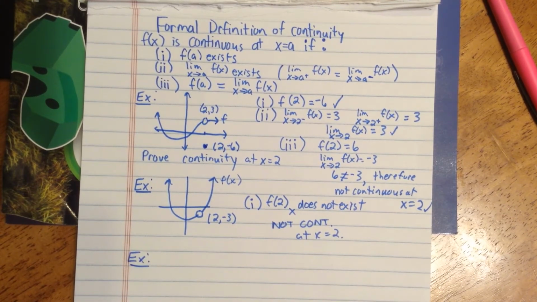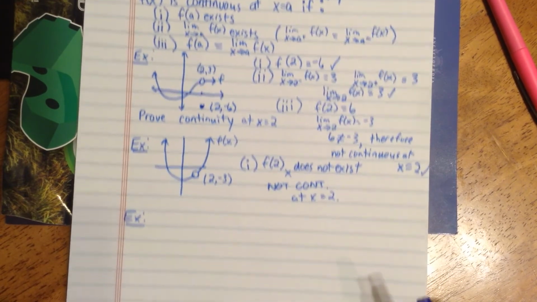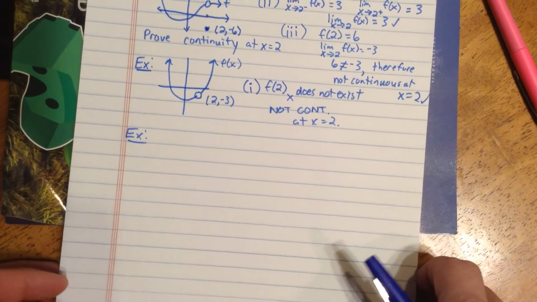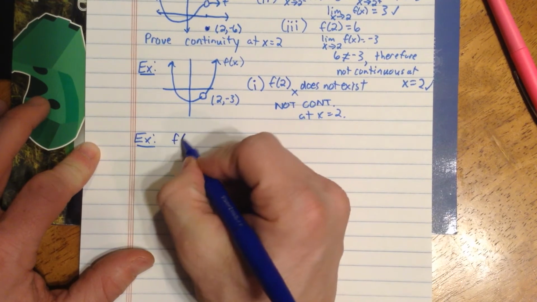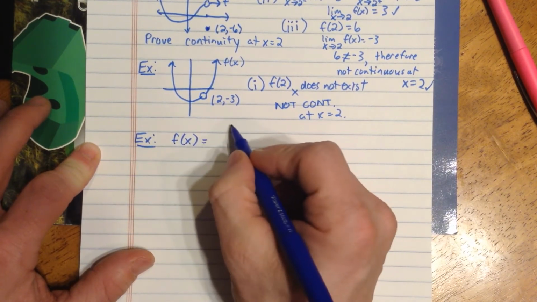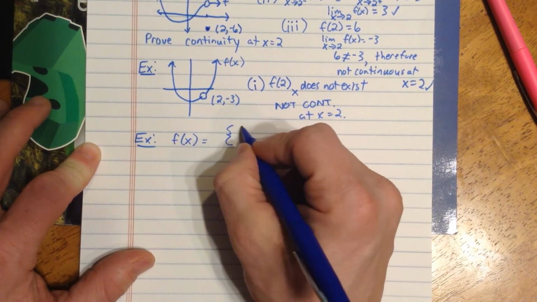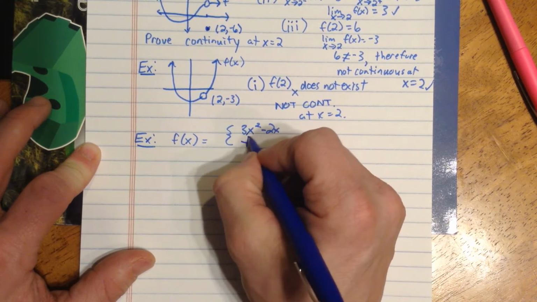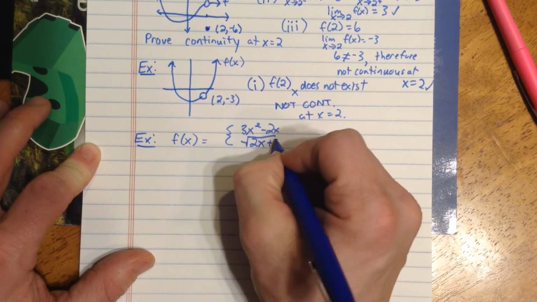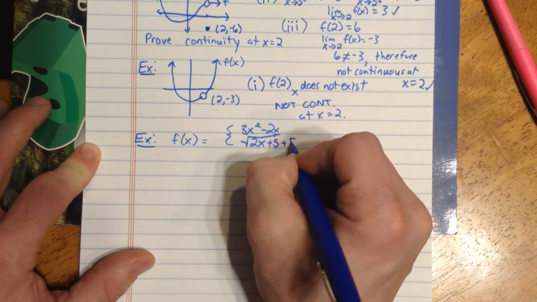Alright, and that's it. That's what we typically call a hole, but it's a removable discontinuity. Same thing. Another example. Okay, we're going to get more into an equation here. We're going to make a piecewise function. This is going to be 3x squared minus 2x, and the bottom, we're going to make it 2x plus 5.